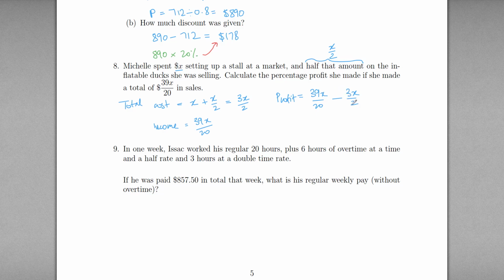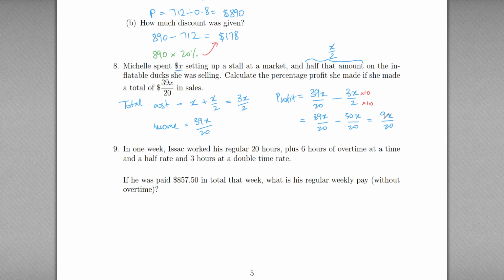We need common denominators, don't we? So I can turn the 2 into a 20 if I multiply it by 10, and I multiply the top by 10 as well. So I get something like 39x over 20 minus 30x over 20. And that gives me 39 of them minus 30 of them, so it's going to be 9 of them, 9x over 20. Alright, so that's my profit.